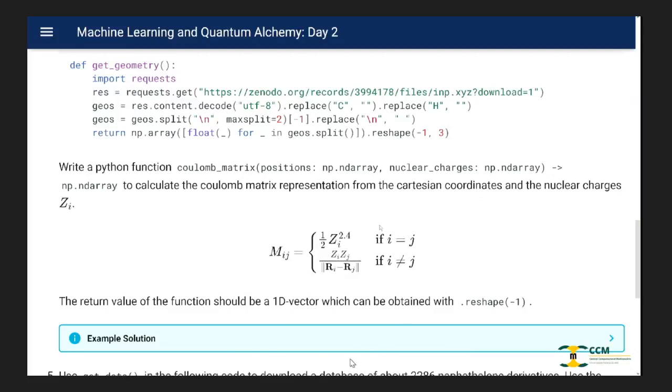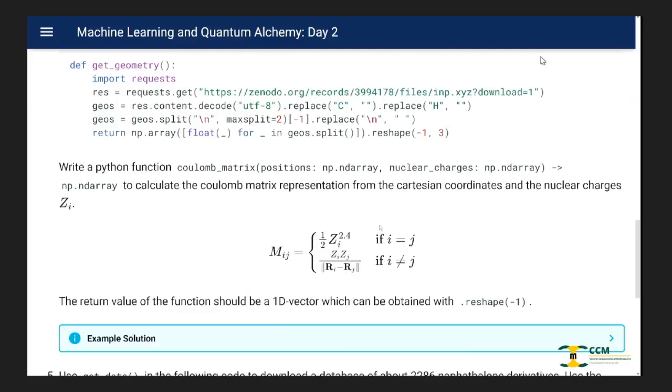Hello everybody, and welcome back. Yesterday we started looking into this but we didn't quite finish. So I would like to take a little time today that we finalize the Coulomb matrix version and then move on to Alchemy derivatives.